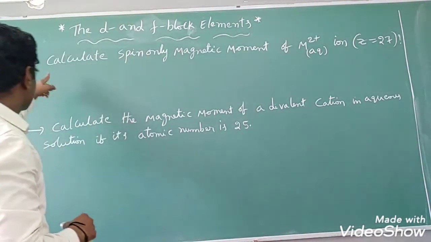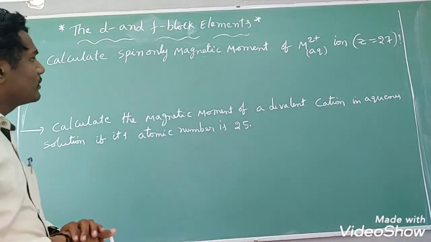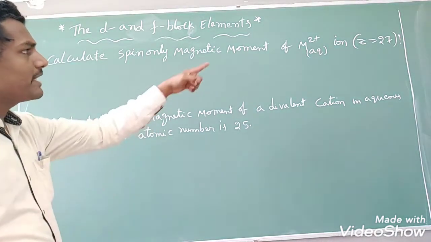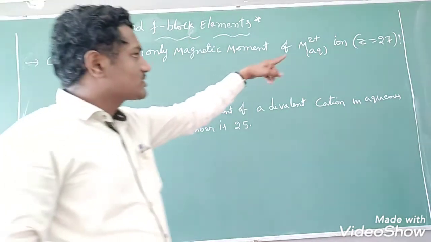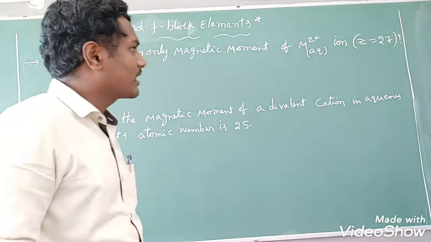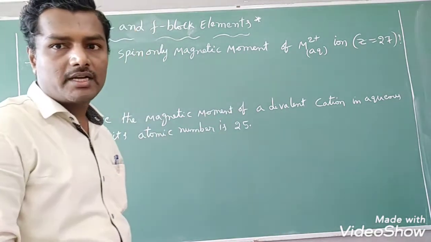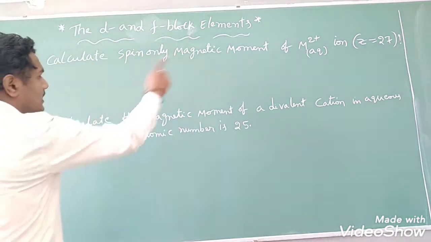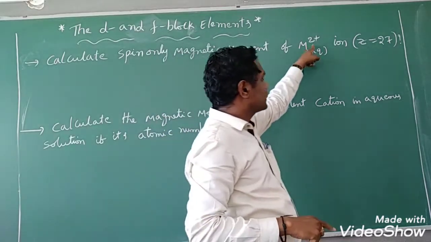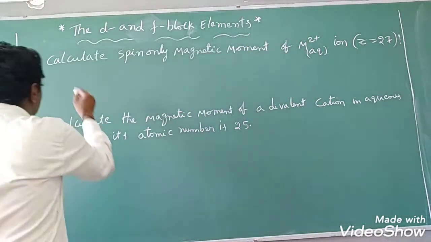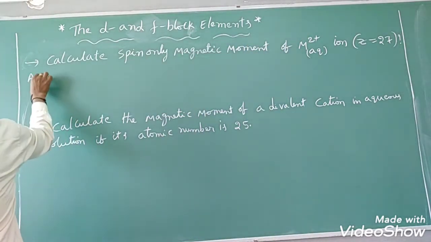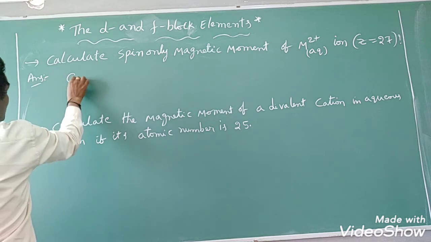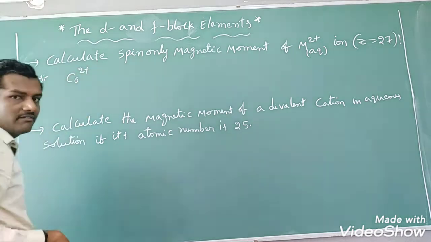Let us see, students, the next question. Calculate the spin-only magnetic moment of M plus 2 ion, Z equals 27, given in the bracket. The element with atomic number 27 is cobalt, in oxidation state 2 plus, right? Indirectly, they have asked for cobalt plus 2.